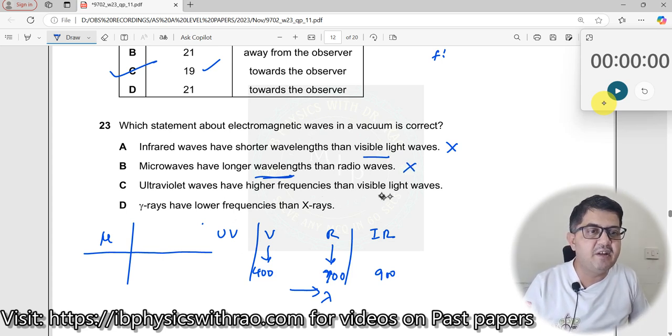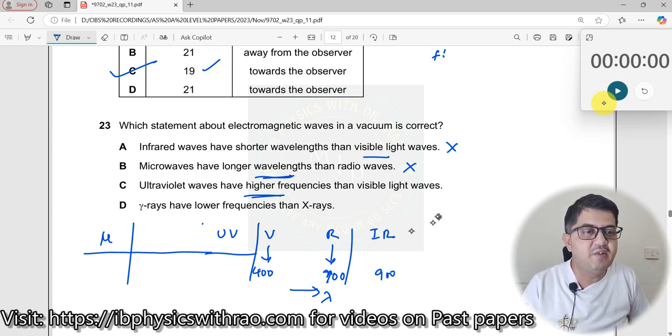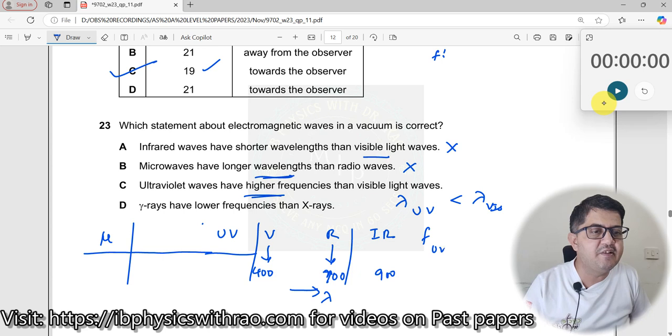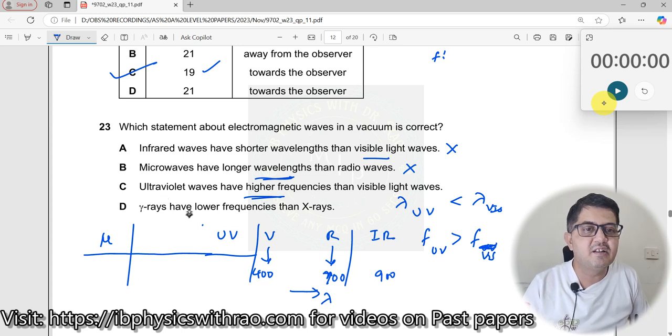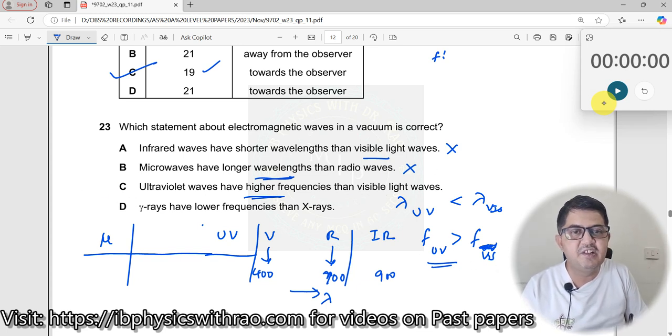UV rays have higher frequencies than visible light rays. See, when you look at the wavelength over here, just remember only one of them, only wavelength. Then you can go to frequency. Okay, so here lambda of UV is less than lambda of visible, which means frequency of UV should be greater than frequency of visible. So what is he asking? UV waves have a higher frequency as compared to visible light rays. That's right. So therefore C should be the right answer.